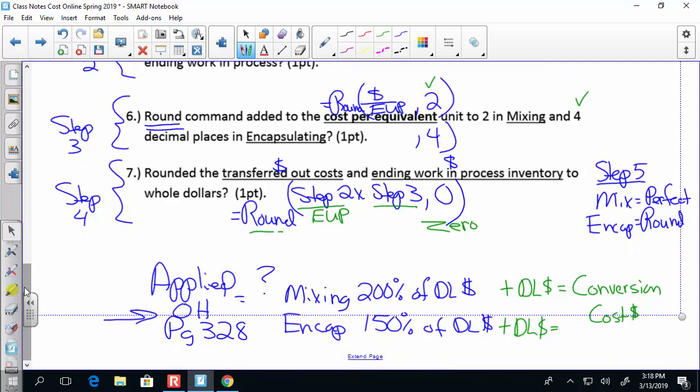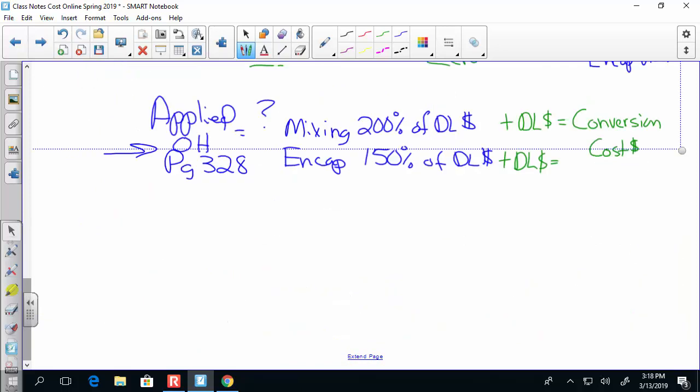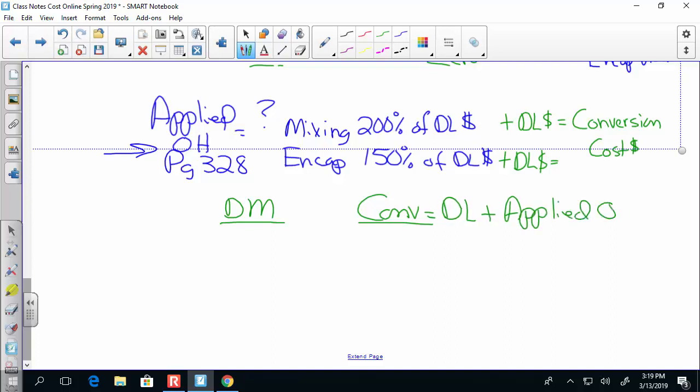Also be aware with the applied overhead. Remember, you're going to have direct materials for a cost category and conversion for a cost category. Well, conversion consists of direct labor plus applied overhead. I know they're listed separately on the problem, but combine them into one number called conversion. Use example 65, guys. That's your key as how to lay out this spreadsheet.